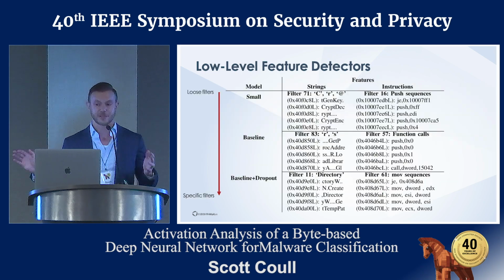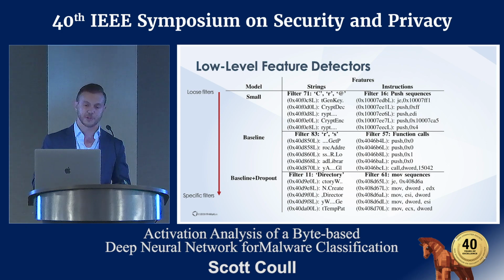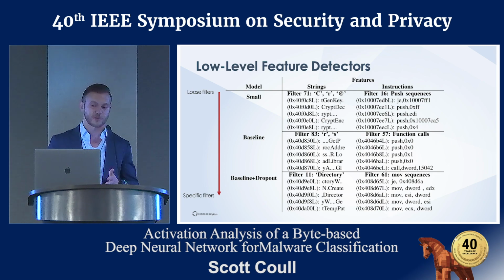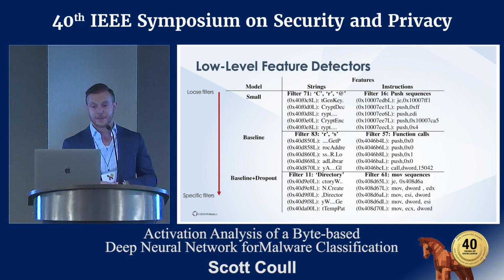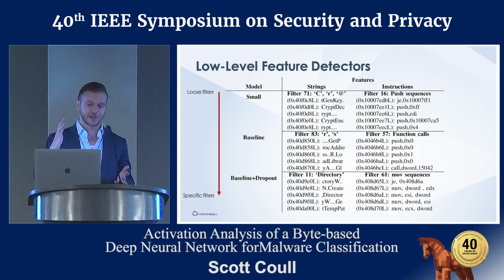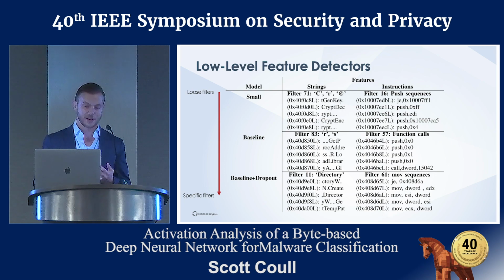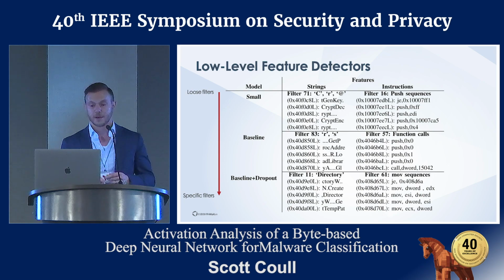So to give you just a taste of what some of these features actually look like, I've pulled out a couple of anecdotal filters and their representatives here. I'm just going to focus on the strings for the sake of time. The first thing you notice in all the strings features is they're basically all capturing imports, right? It's cryptography imports, get proc address, directory-related imports.